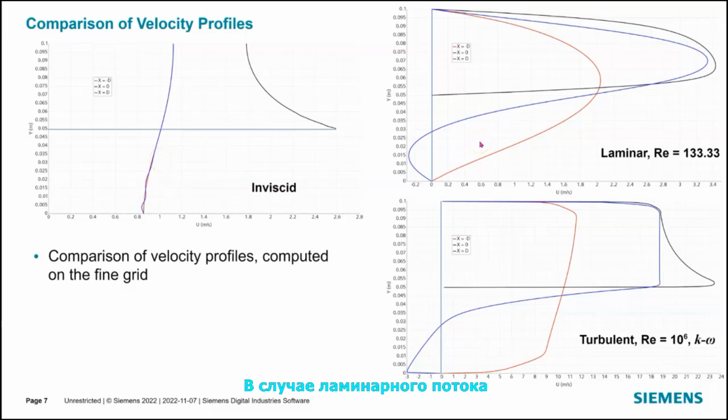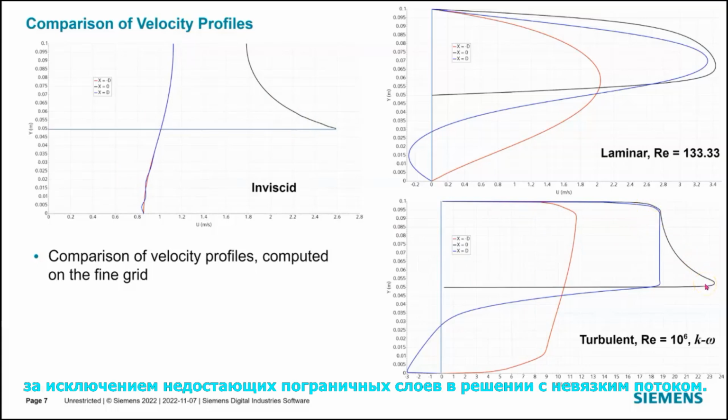In the case of laminar flow, velocity profiles are very smooth everywhere. In the case of turbulent flow, boundary layers are much thinner than in the case of laminar flow. The flow is more uniform across the channel, and there is a strong peak in the profile above the obstacle. There is some similarity between inviscid and turbulent flow profiles upstream of the obstacle and above the obstacle, except for the missing boundary layers in the inviscid flow solution.